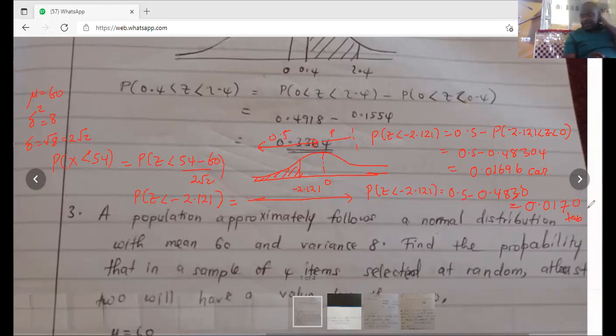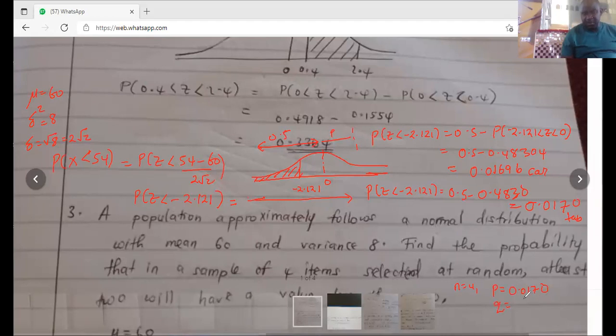Now, the question said, find the probability that in a sample of 4 items, we have a sample of 4 items, so n is 4, selected at random, at least 2 will have a value less than 54. This one goes to binomial distribution. So the success is what we have got as the probability of being less than 54, which is 0.017.